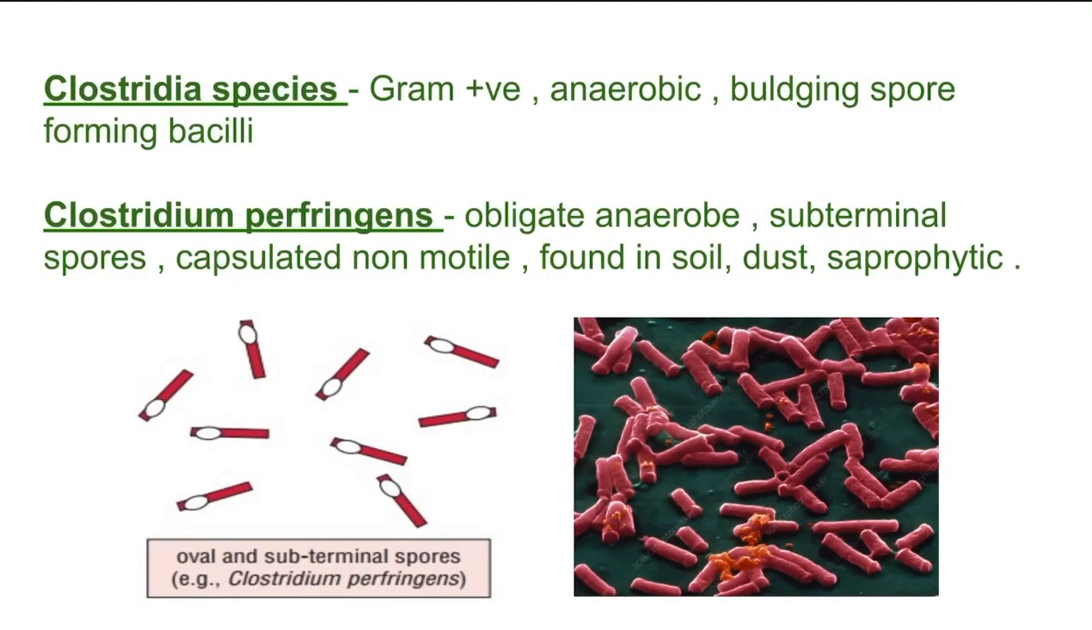Gas gangrene is caused by Clostridia species, which are gram-positive, anaerobic, and produce bulging spores. Out of the species, Clostridium perfringens is the most common cause. These are obligate anaerobes and produce subterminal spores, as you can see in the picture. They are capsulated, non-motile, found in soil and dust, and are saprophytic.